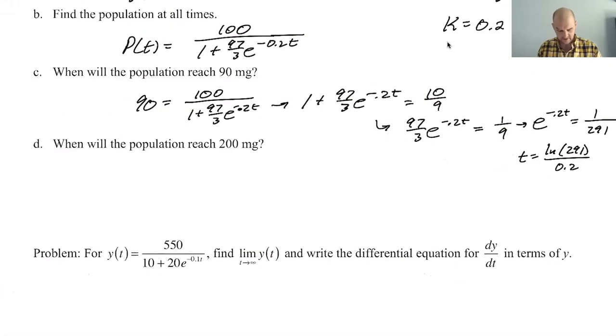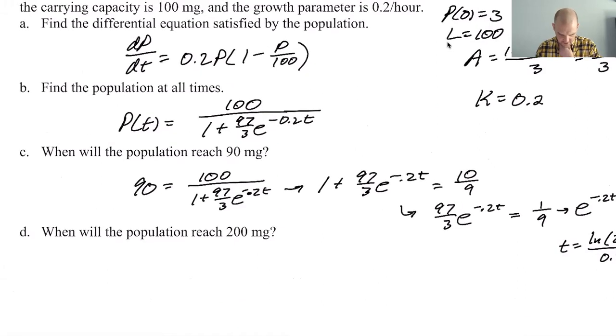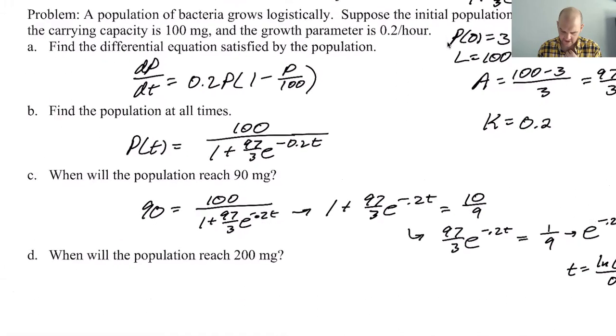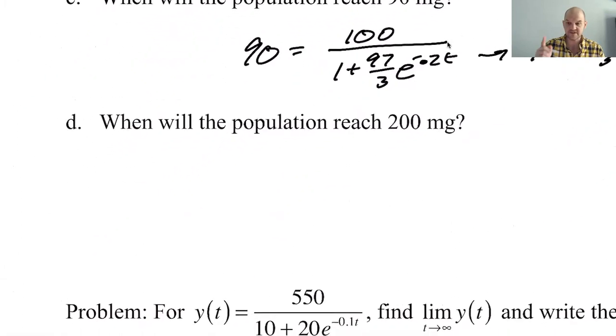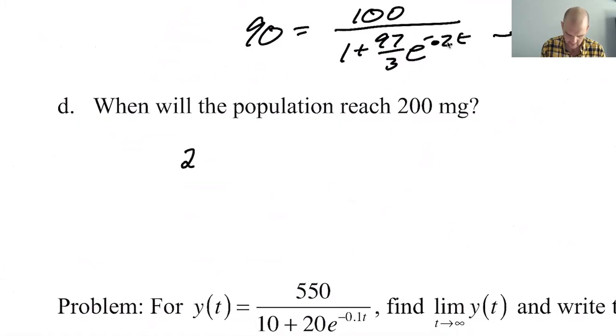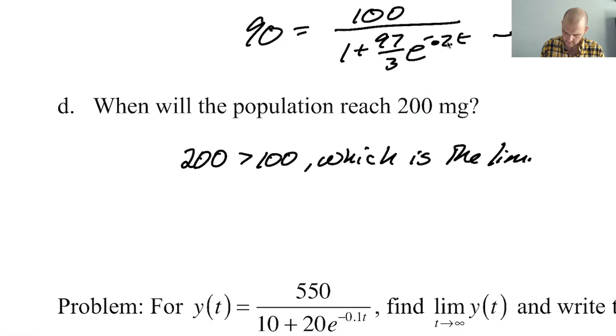And then 200 milligrams. When will it reach 200? Can it reach 200? 200 is more than the limit, and the initial value is less. So I think this is a trick. I'm going to say this is a trick question. Then I'm going to try it on the calculator. And if there is a time, I feel like that time will be negative, is my thought. So 200 is greater than 100, which is the limit. Therefore, it never reaches this.